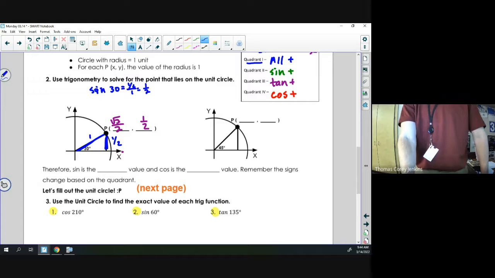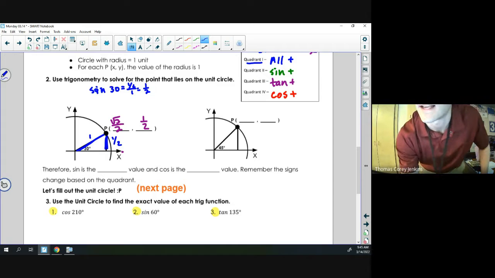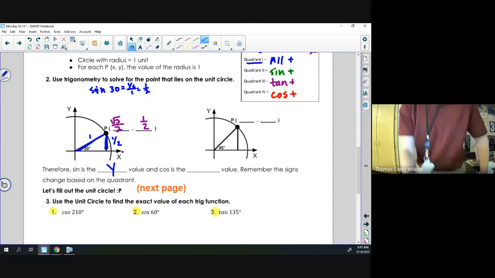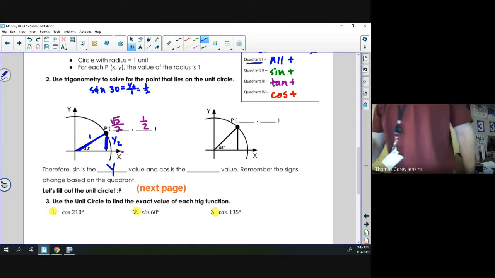So what that leads us to see is that it's always going to be opposite over 1. So sine is always the y value of your point, for a given angle measure.